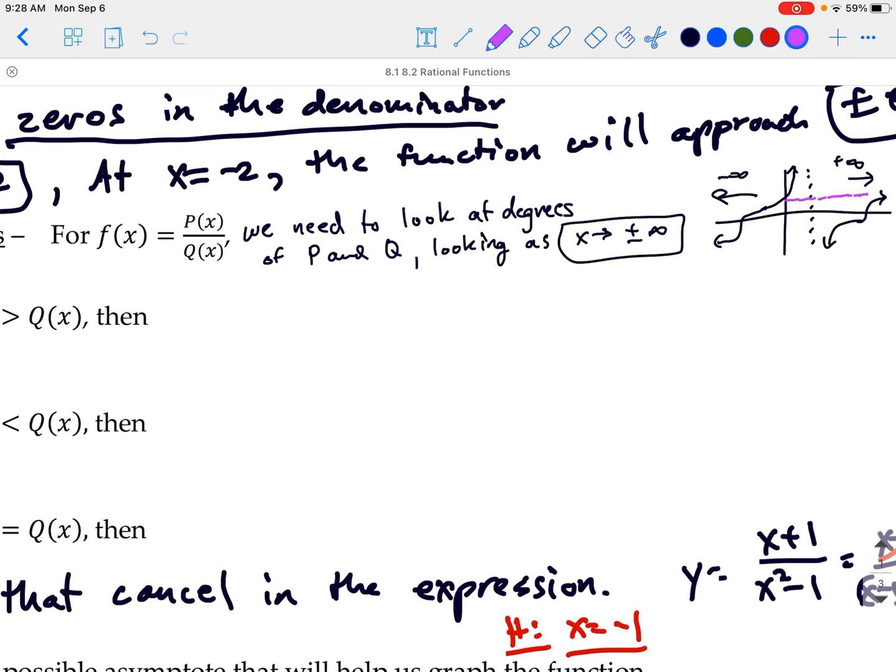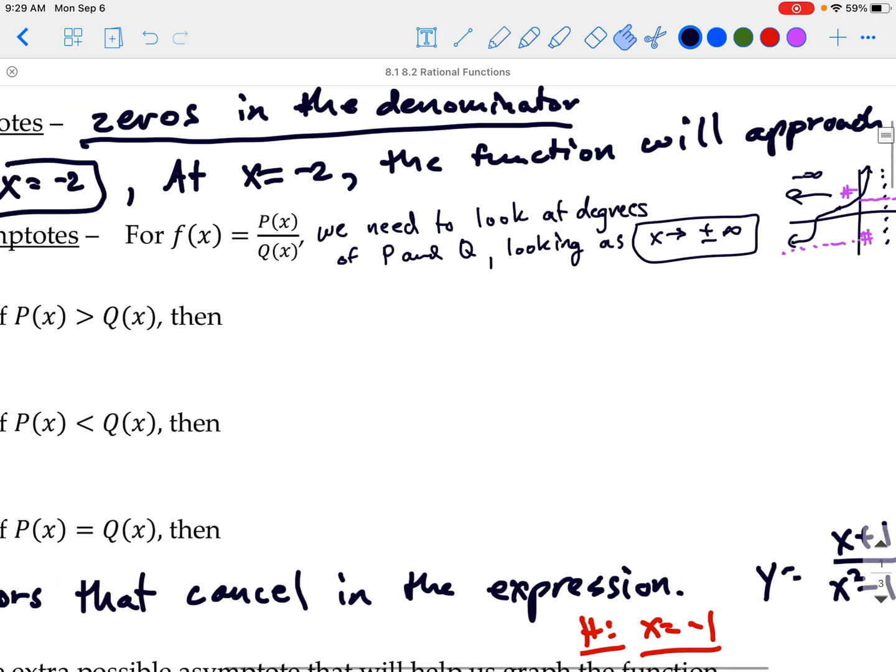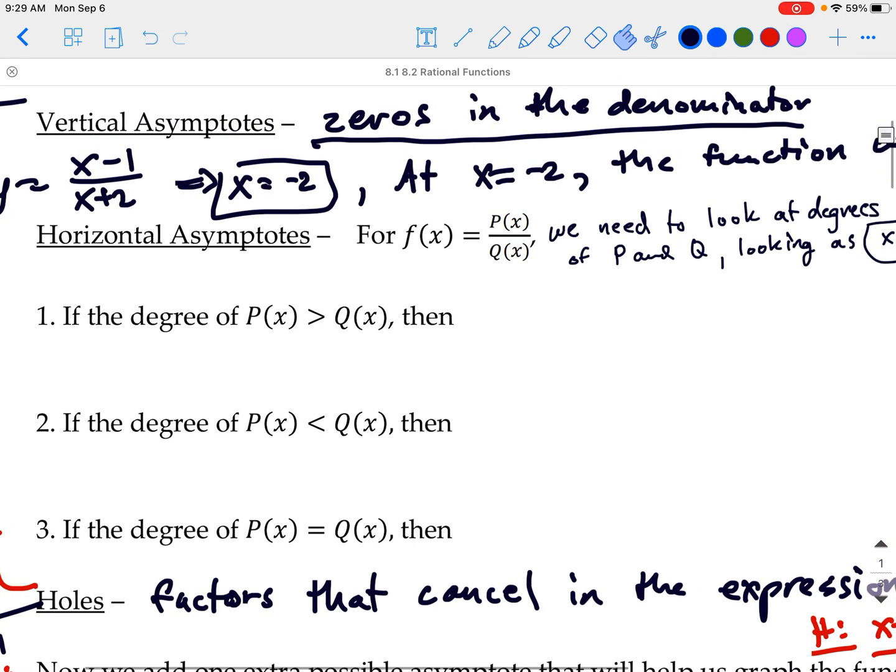And are there values that we are approaching? So is there some numerical value that we're approaching, or are we just blowing up to infinity as well? So that's going to be our goal to analyze. So when we're looking at the degrees, there are three scenarios. So the degree of p of x could be greater than that of q of x, and note p is the numerator. So that's our top expression, and then q of x is our denominator.